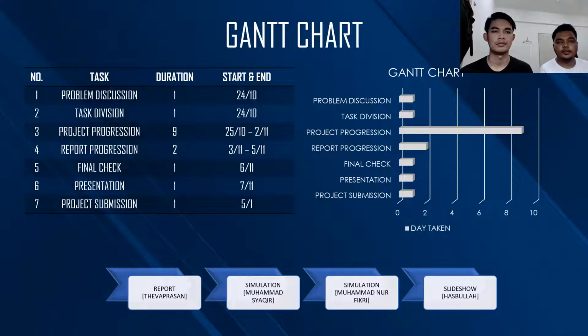This is our Gantt chart for this project. First, our task is problem discussion. The duration is 1 day, which starts 24 October. Then our task division, the duration is 1 day, which starts from 24 October.